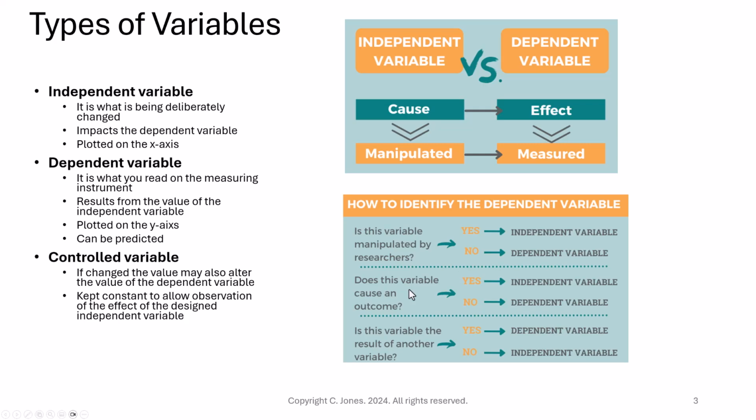Does this variable cause an outcome? Yes. If it causes something to change, then it's an independent variable. If it does not cause something to change, if we're reading it, it's the dependent variable. Okay. All right. So if you want to pause and read this again, that's fine. But we just wanted to sort of give you the concept of independent versus dependent versus controlled variable.